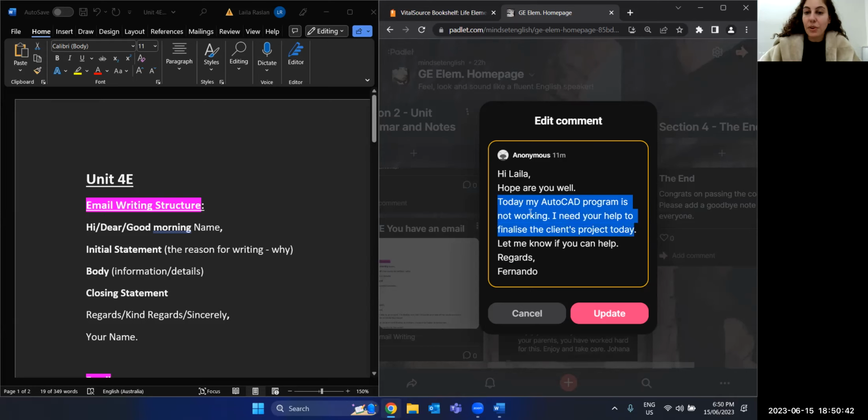Today, my AutoCAD program is not working. I need your help to finalize the client's project today. And then he ended it with a closing statement. Let me know if you can help. Let me know if you're free. Let me know if you're available. Let me know whatever. It's a closing statement. And then he had regards, or he could have picked kind regards or sincerely. Doesn't matter. They're all the same. Comma, and then Fernando. Perfect.